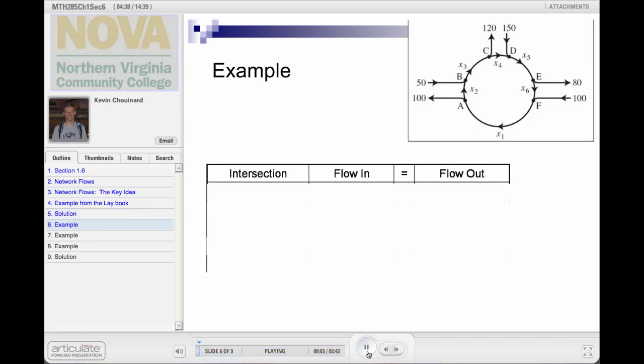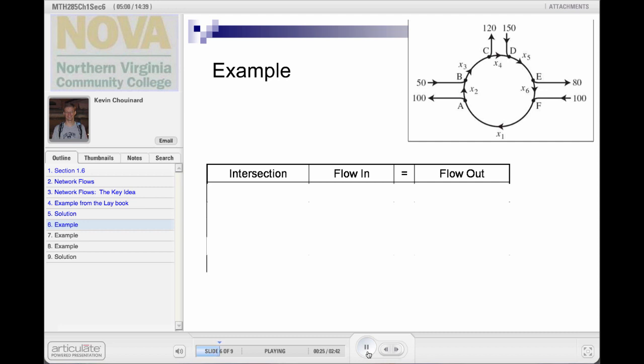Okay, in the upper right-hand corner we have our diagram for the traffic flow through this roundabout. We have the traffic flowing in the directions indicated by the arrows. We have 6 junctions, and we have variables x sub 1 through x sub 6, so we're going to have 6 equations in 6 variables.